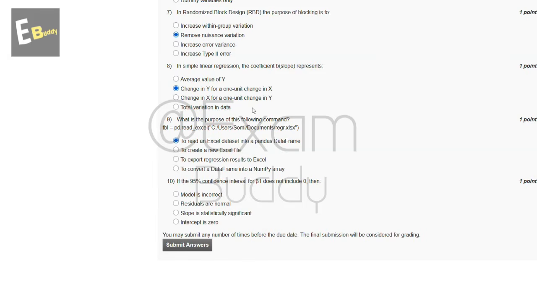And now let's go to our question number 10. If the 95% confidence interval for beta 1 does not include 0, then, so these are the options, and the answer of our 10th question is C, slope is statistically significant. Now submit your answer.